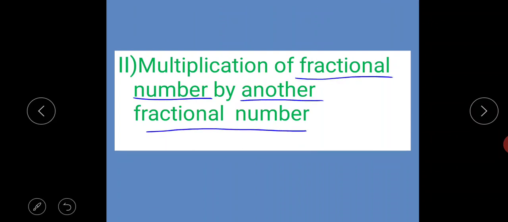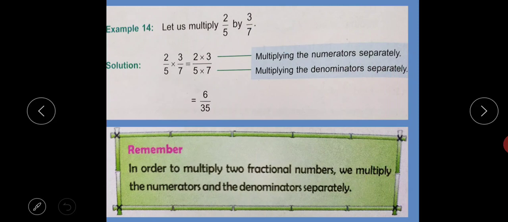Part second is multiplication of a fractional number by another fractional number. Means हम two fractions को कैसे multiply करेंगे. So for this let us multiply 2/5 by 3/7. आप इस एग्जाम्पल में देखो हमें दोनों फ्रैक्शंस गिवन हैं. फर्स्ट इज़ 2/5 एंड सेकेंड इज़ 3/7.